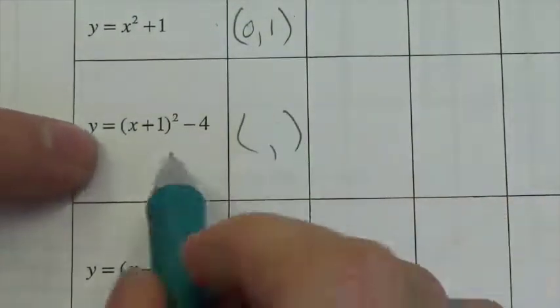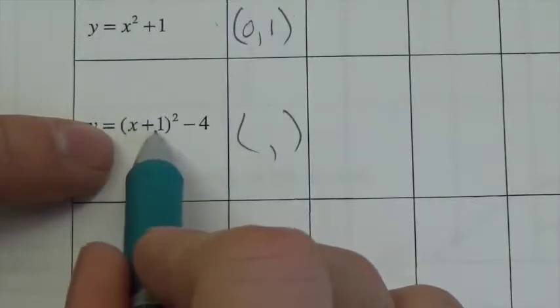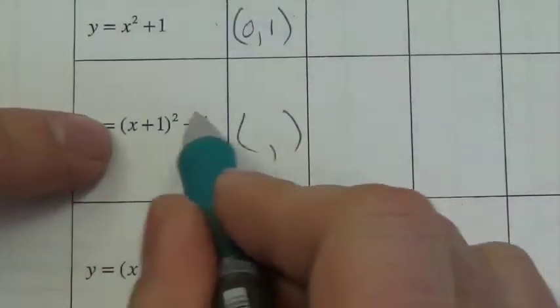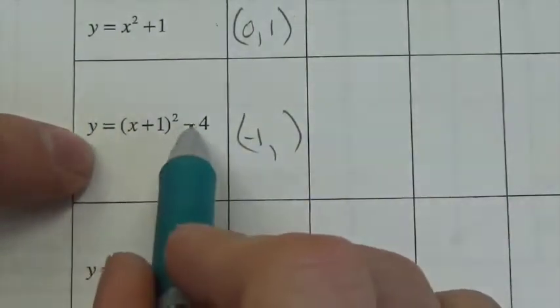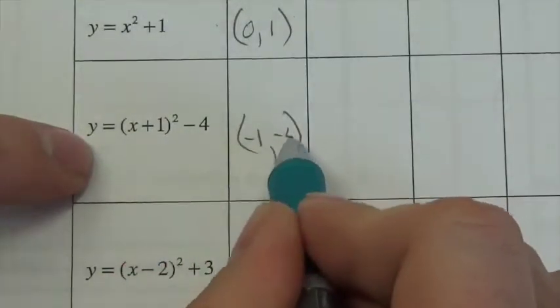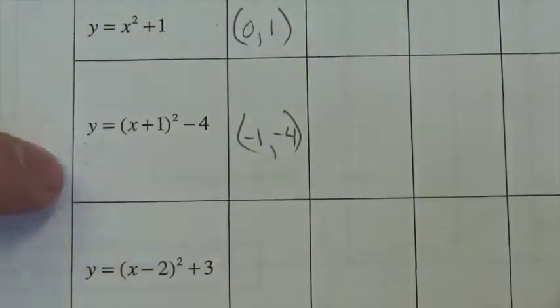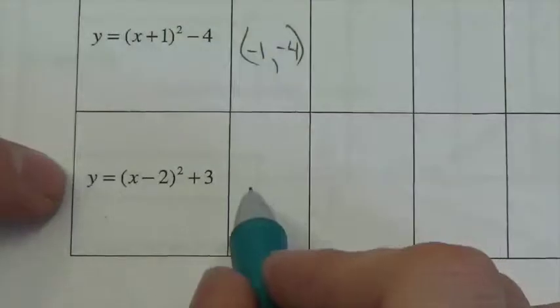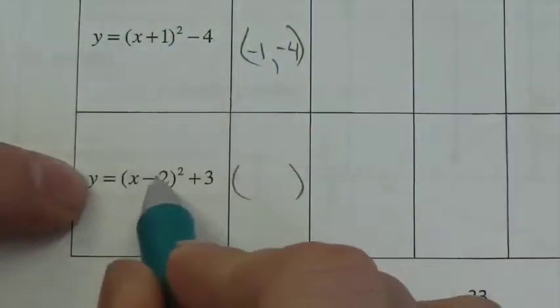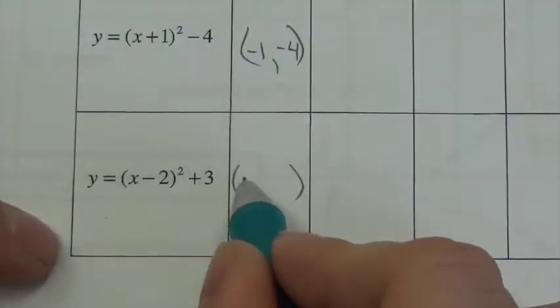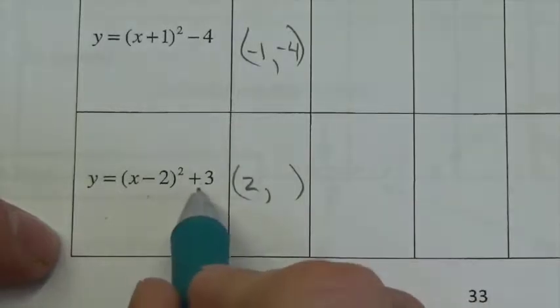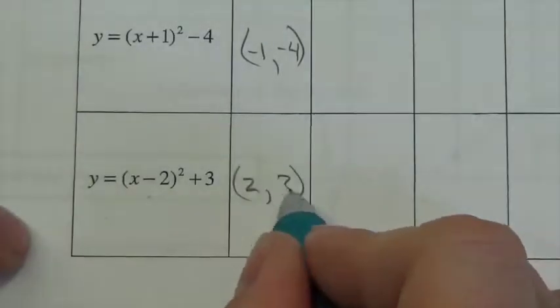Here, to get my vertex, which should have been 0, 0, I know that this thing has been moved 1 to the left, so 0 minus 1. And it's been moved 4 down, so minus 4. Here, again, starting at 0, 0, but this thing has moved 2 to the right, so 2 to the right of 0 is going to be 2. And then 3 up. 3 up from 0 is 3.